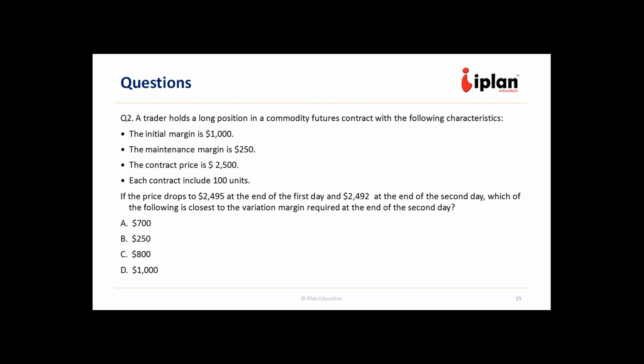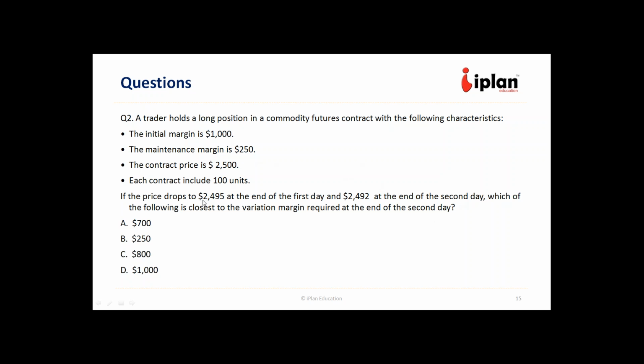Now a trader holds a long position in a commodity future contract with the following characteristics: the initial margin is $1,000, the maintenance margin is $250, the contract price is $250, and each contract includes 100 units. The initial margin is $1,000, which you have to pay, and the maintenance margin is 250. So when you have a loss of more than 750, you get a maintenance margin call. It says that if the price drops to 2495 at the end of the first day and 2492 at the end of the second day, which of the following corresponds to the variation margin required at the end of the second day?